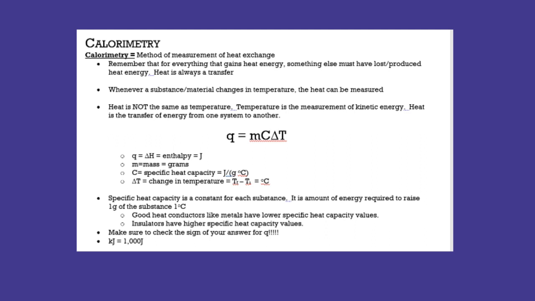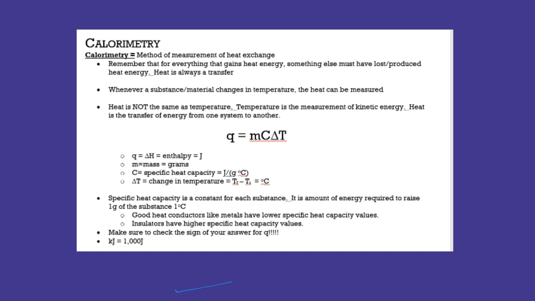So, from our previous videos, we know that when something gains heat energy, it had to gain it from somewhere. Heat is always a transfer. So, that means that something else must have lost or produced that energy. Temperature is a direct measurement, heat is always a transfer, it's always a delta. So, whenever a substance or material changes in temperature, that heat can be measured by measuring the change in temperature.